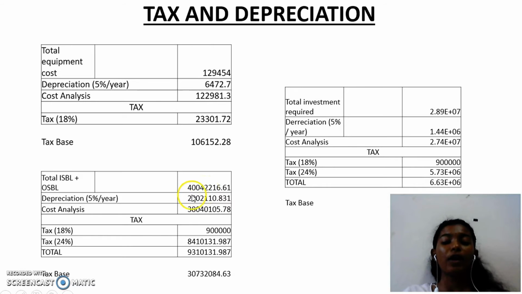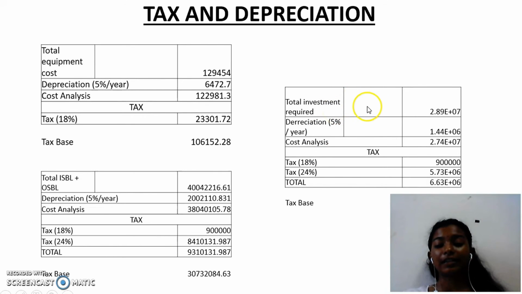The same thing, where we have the depreciation, and the cost analysis is total minus depreciation. For the tax, we have 18% and 24% because the total ISBL and OSBL is a lot. So the tax for 18% is for the first 5 million. And then the following 24% is for the following values.